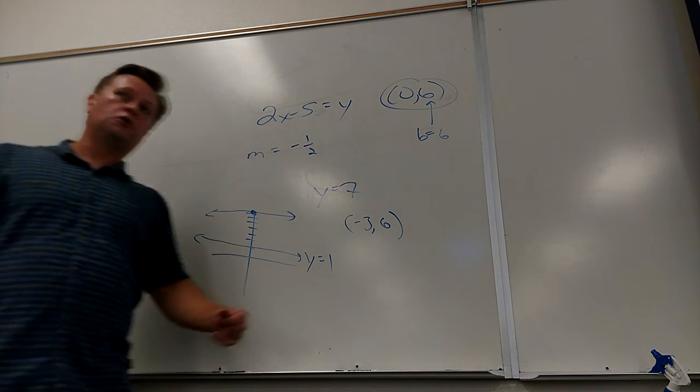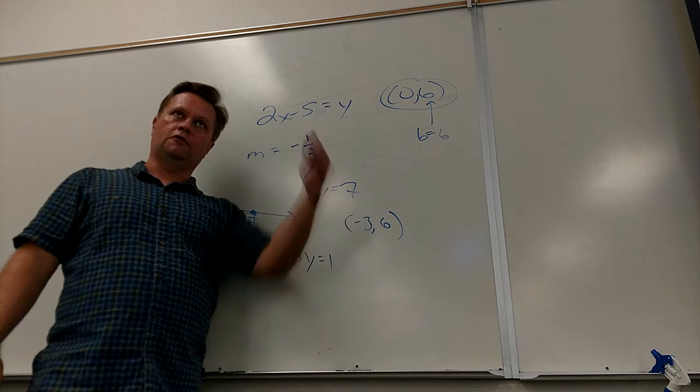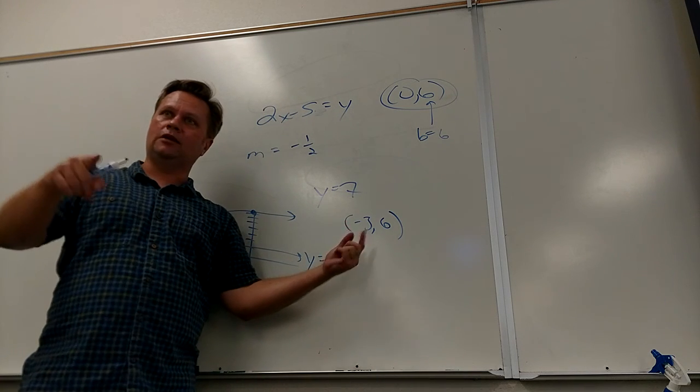So if I had a vertical line that went through this point, what would its equation be? Vertical line goes through this point. X equals -3.